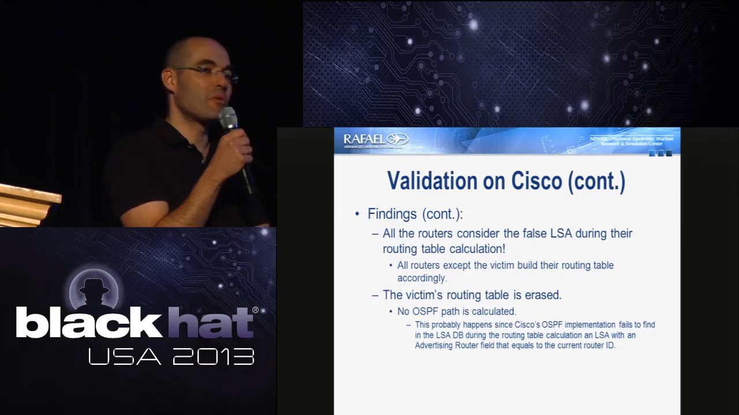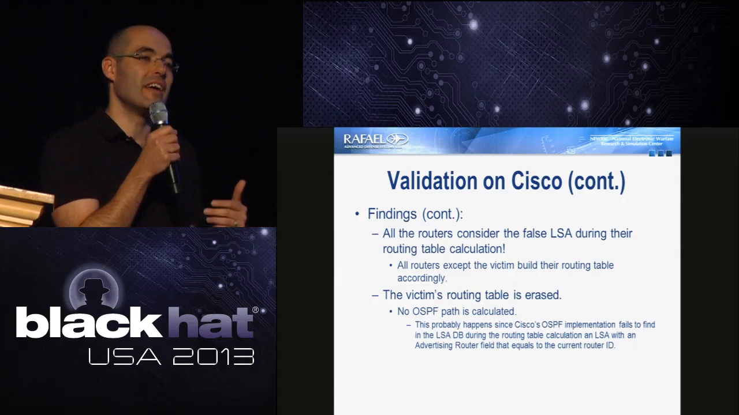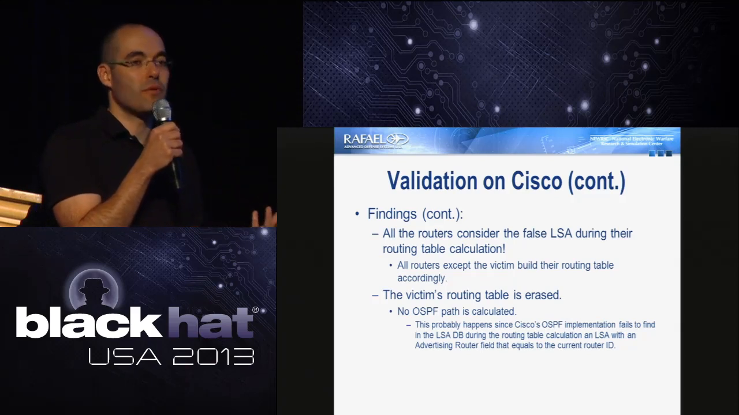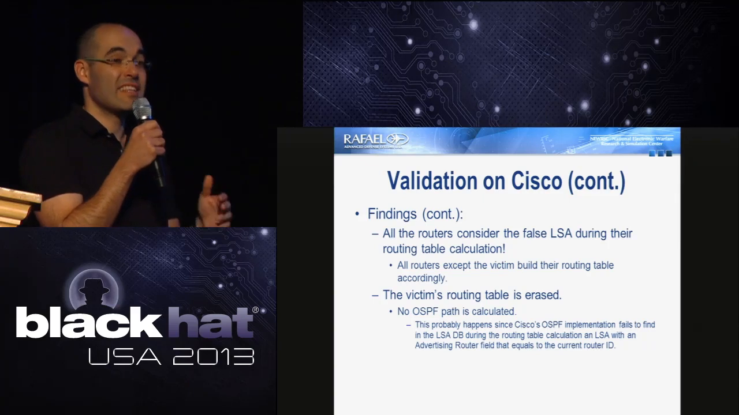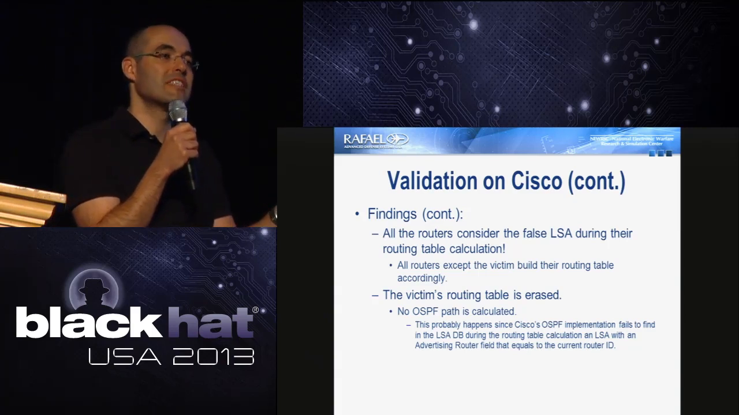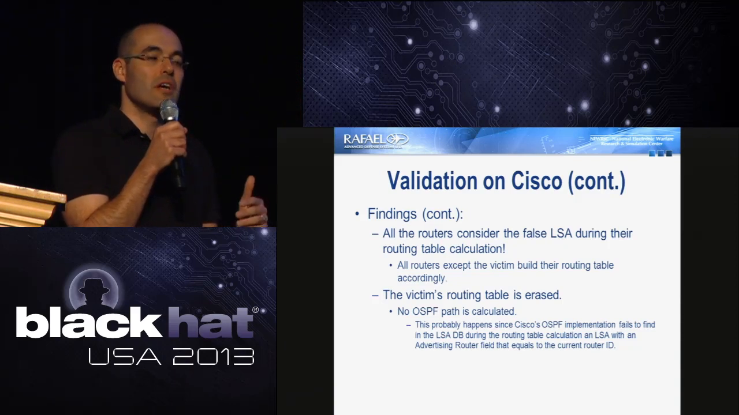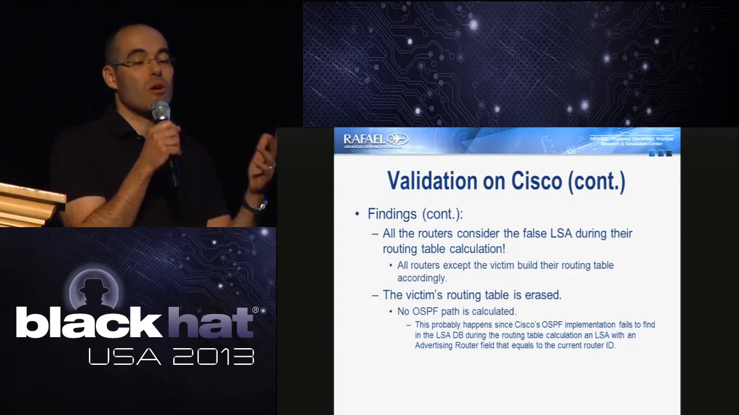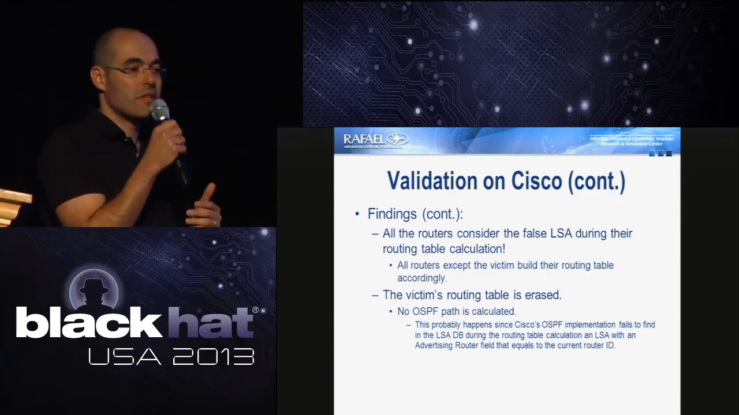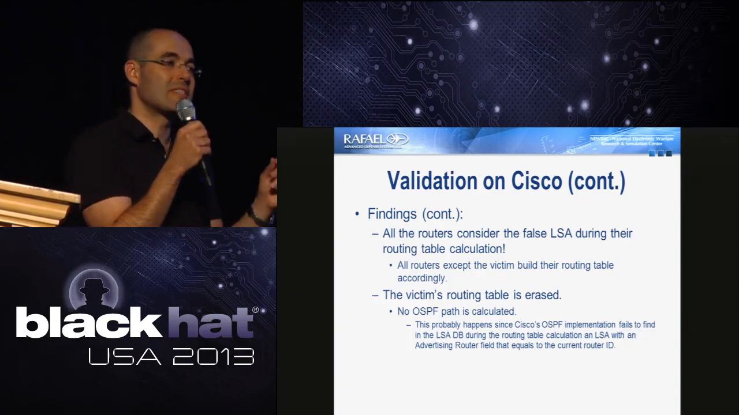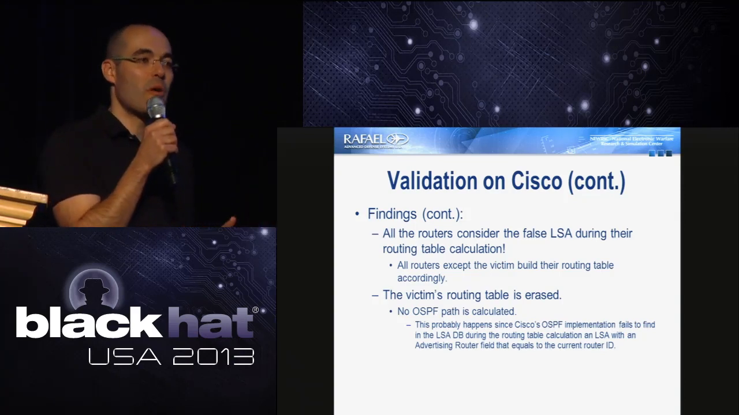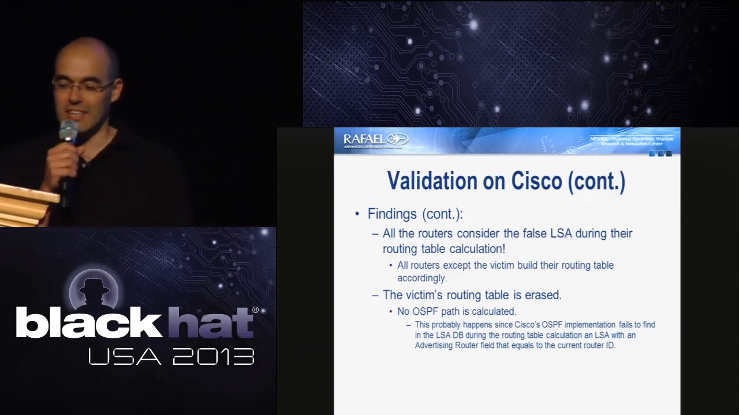But after we looked at it, we saw that the victim router also takes into consideration, during its routing table calculation, the false LSA. It doesn't have the valid LSA. And it does calculate the routes correctly, but somehow it does not install the routes in its routing table. This means that all the OSPF routes are now erased from the routing table, and this means that all the routes that are based on OSPF routes, for example some BGP routes, are also erased from the table. So this leaves the victim router with an almost empty routing table, which makes it a useless router.